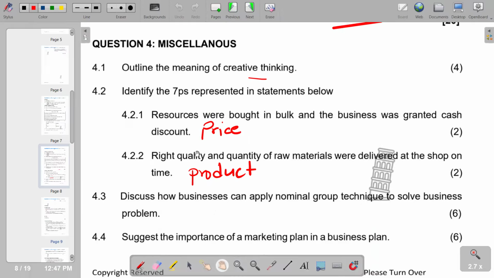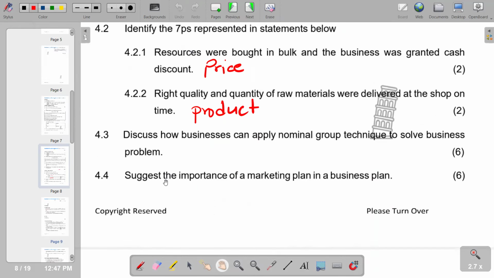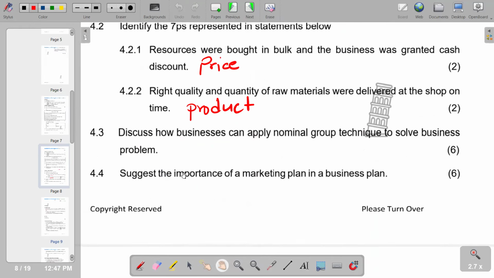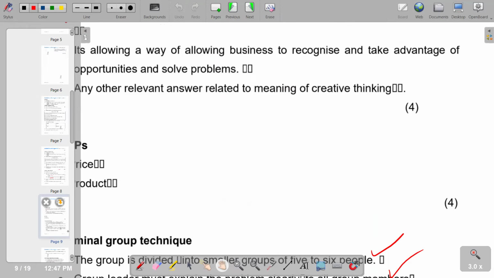So we move on to the next part, which is now 4.4. Suggest the importance of a marketing plan in a business plan. So a marketing plan basically is a plan that is set to make sure that the connection between the business and the customers is intact. So that's what we have on the marketing plan.